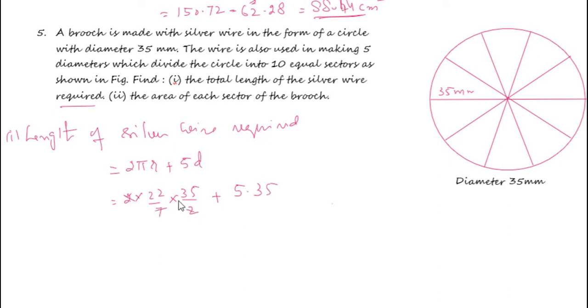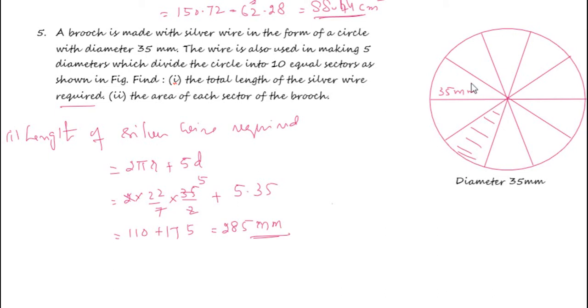2 cancel, 7, 5 times. So this is 110 plus 175, so equal to 285 mm. That is the length of the silver wire required to make this brooch. Now area of each of the sector of the brooch. We need to find out area of one sector.